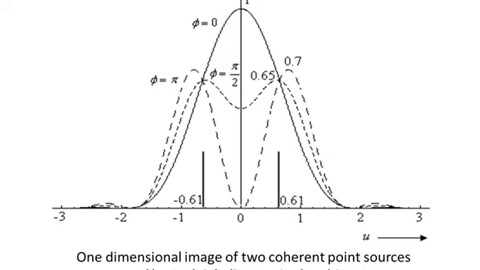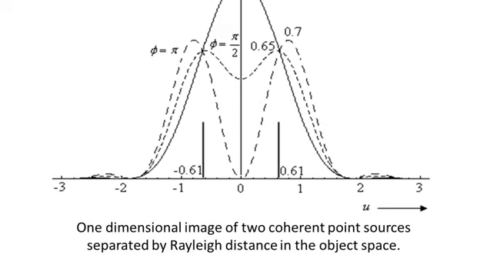So let me first read the caption. One dimensional image of 2 coherent point sources separated by Rayleigh distance in the object space.